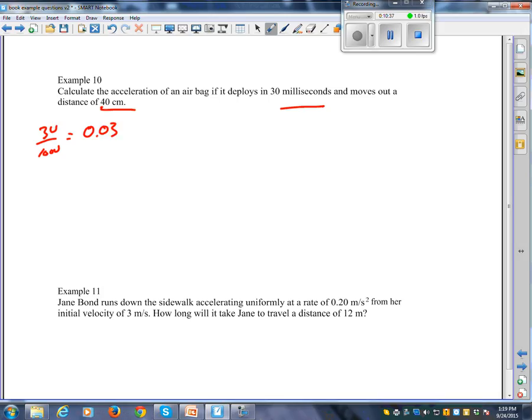And our distance is 40 centimeters divided by 100. Centi means hundredth, so 0.4 meters. We are looking for acceleration. We've got time, we've got distance. Do we have anything else? I don't have any velocities here. You know the initial velocity. What is the initial velocity? 0?